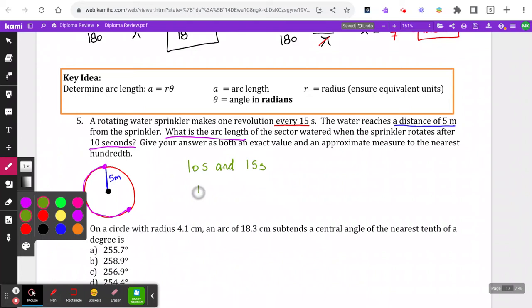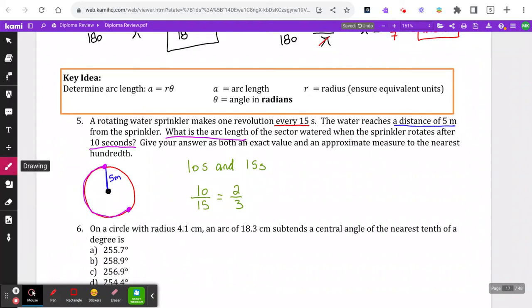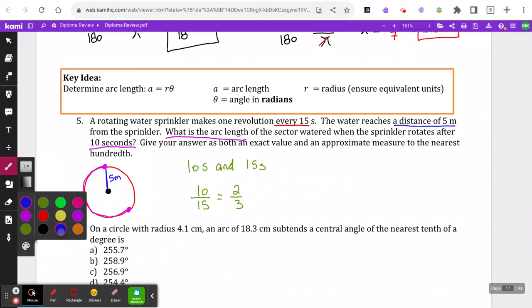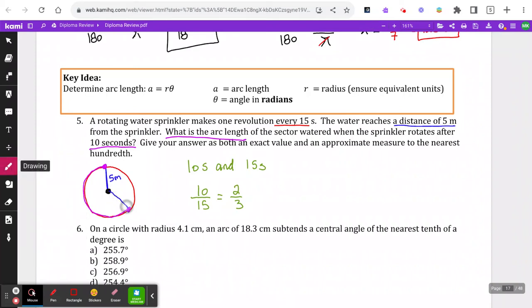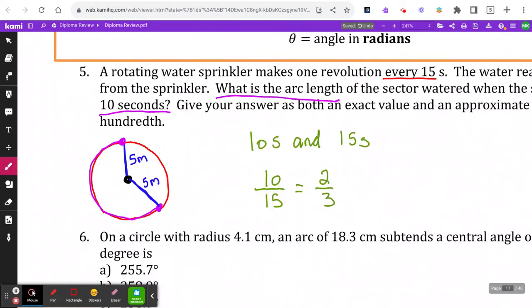To do that, you go 10 divided by 15. 10 is how long I went for. 15 would be a full cycle. That means this did a cycle of 2 over 3. So I did 2/3 of a spin. My sketch is pretty close there for 2/3. Let's do this. It's not bad. This distance is 2/3.